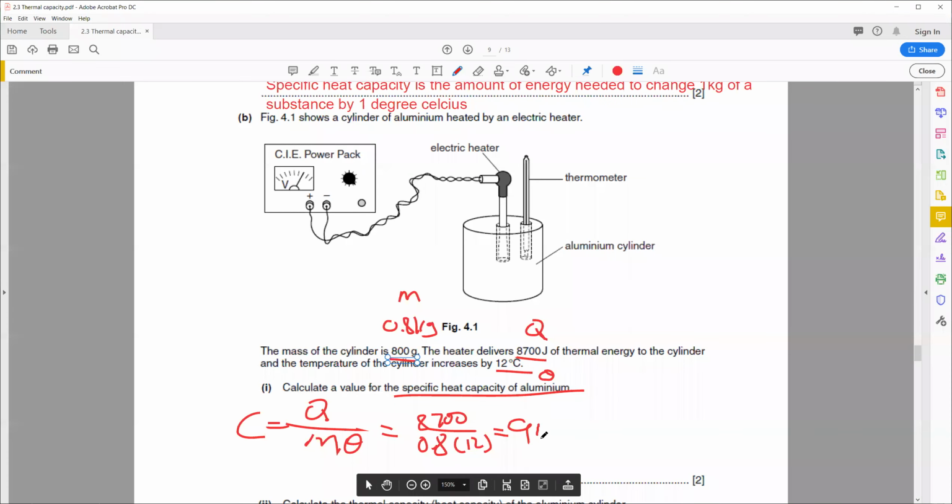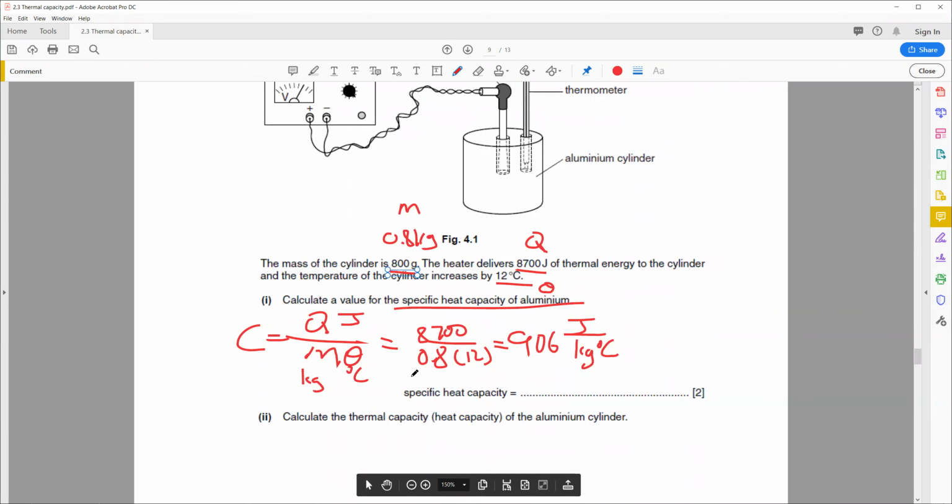906. You'll get 906. What's the units of specific capacity again, Charmaine? Joules per kg, are you sure? Yeah, this is joules, right? This is kg, this is degree Celsius, so your units must be joules per kg degree Celsius, guys. Always remember that your units should not be memorized. It should be derived directly from the formula itself, guys.